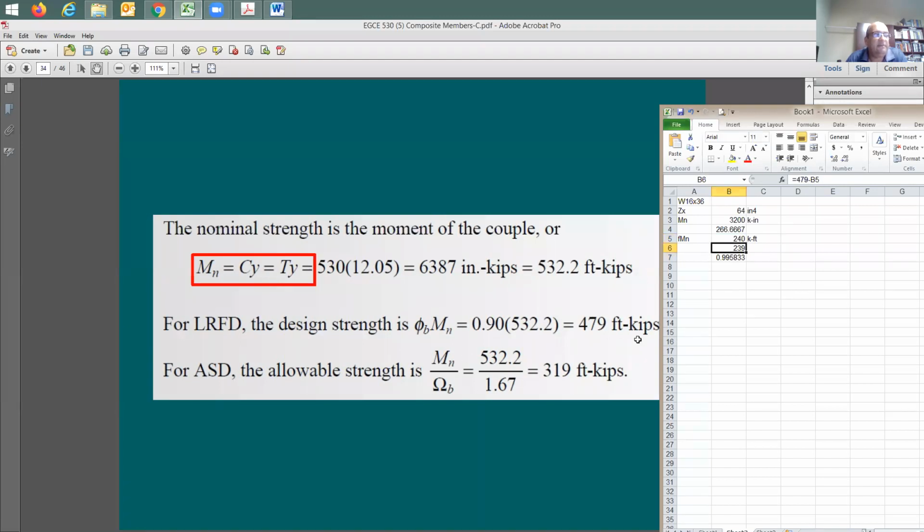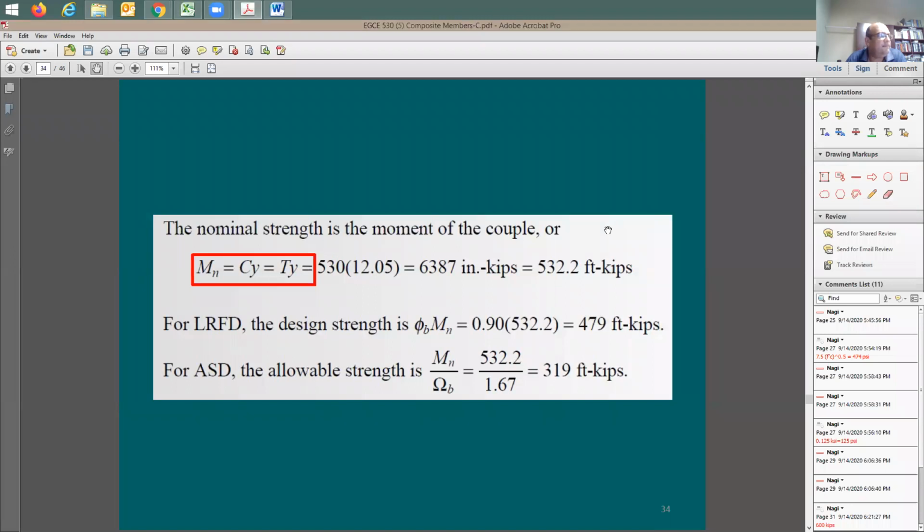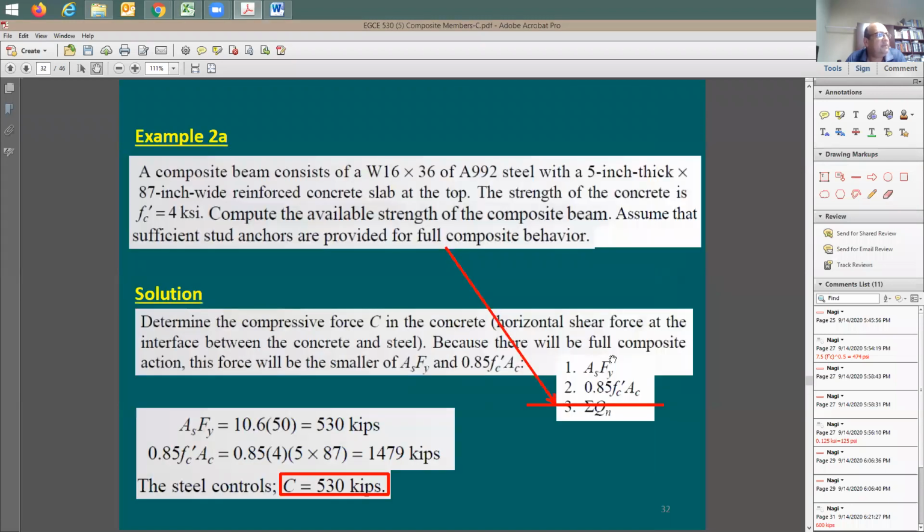Look at the change. Can you guys please confirm that W16 by 36 has ZX of 64? Are you sure? Just someone else confirm it, please. W16 by 36? Yeah, I'm seeing 64. Yes, sir, I'm getting 64.0. 64. Correct.